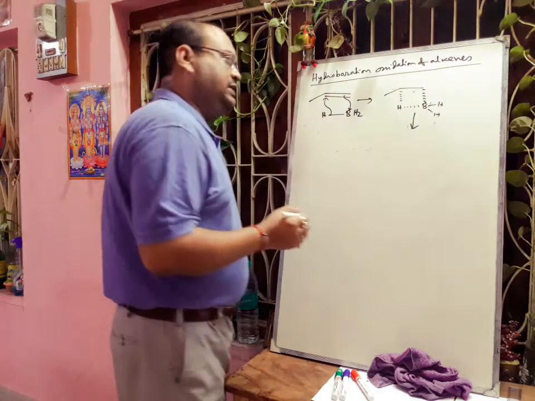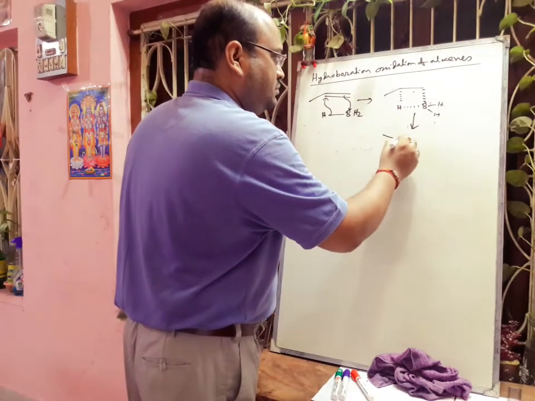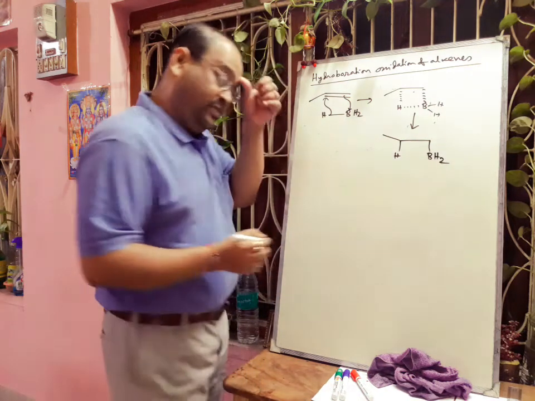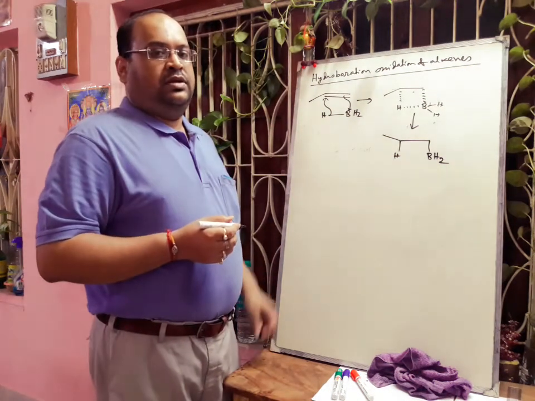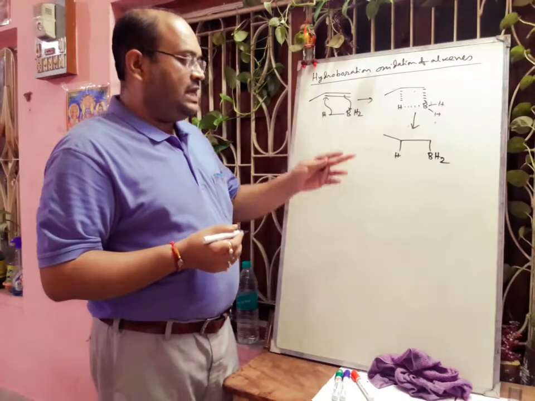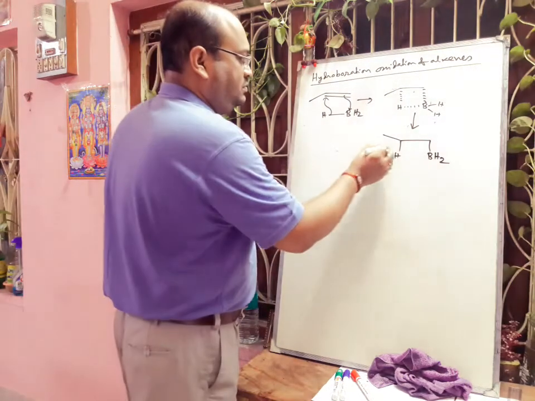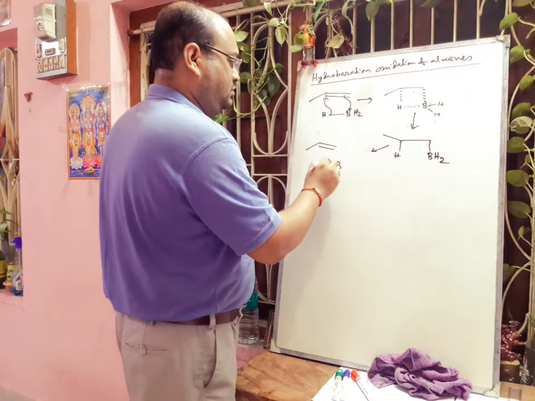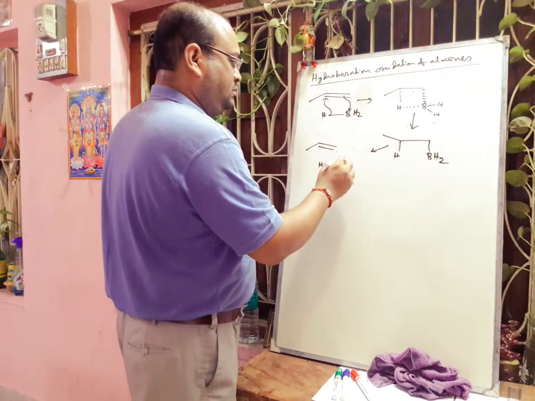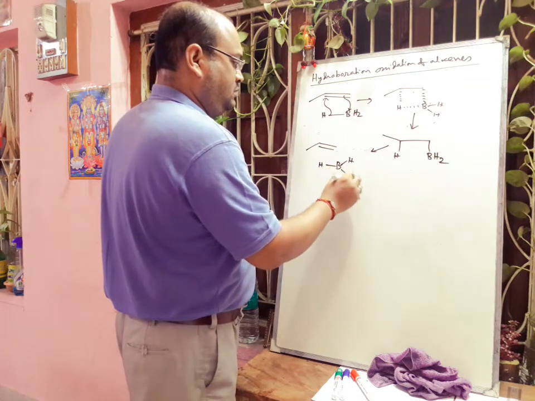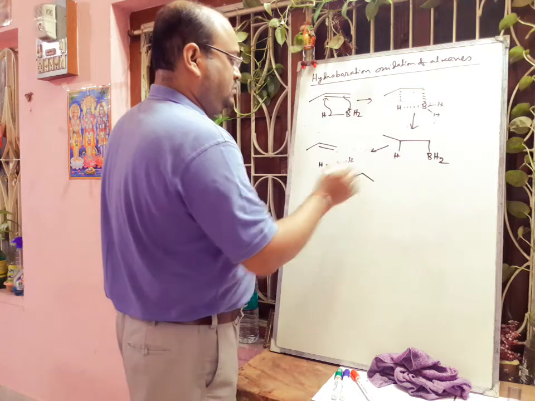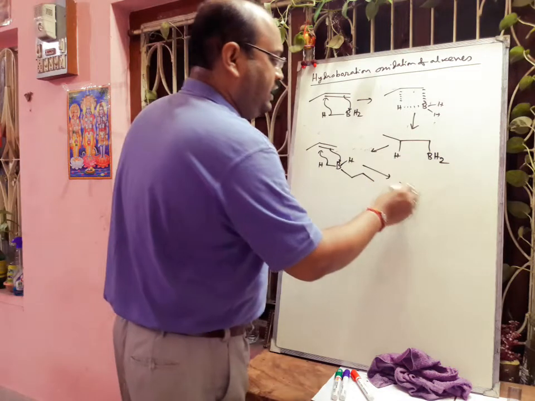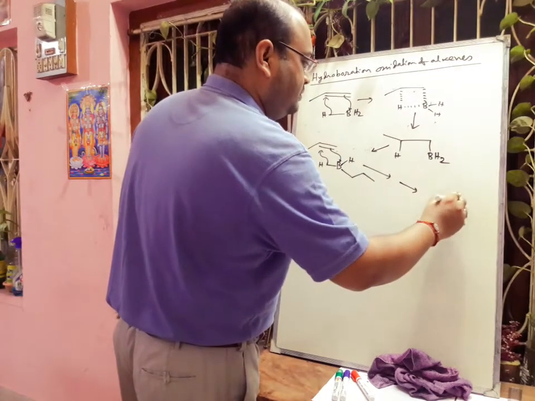Finally from here we will get BH2. Now another alkene will add, again there will be addition of another alkene. So in this way we will get trialkyl boron.